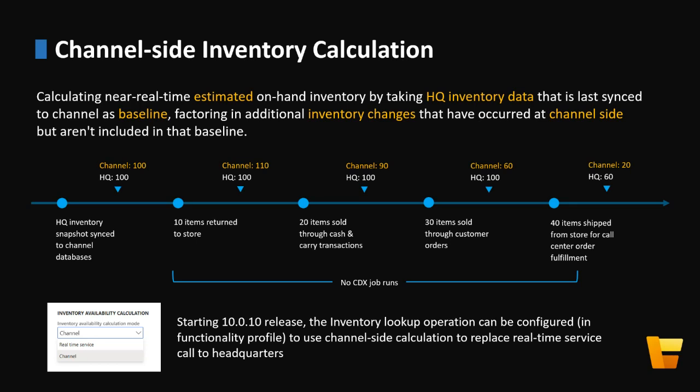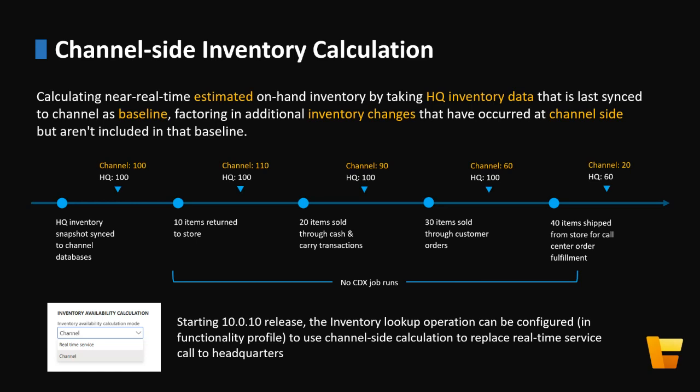In 10.09 release and earlier, this operation used a real-time service call to fetch the inventory information directly from headquarters. As you could imagine, one problem with this approach is the data inaccuracy based on the fact we just discussed. And the other potential problem is the performance impact those direct calls can have on your headquarters servers.